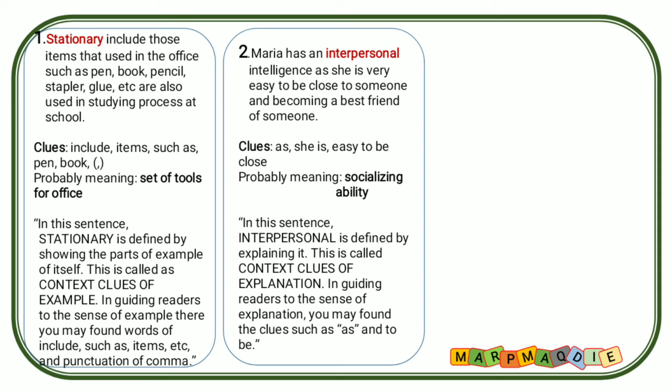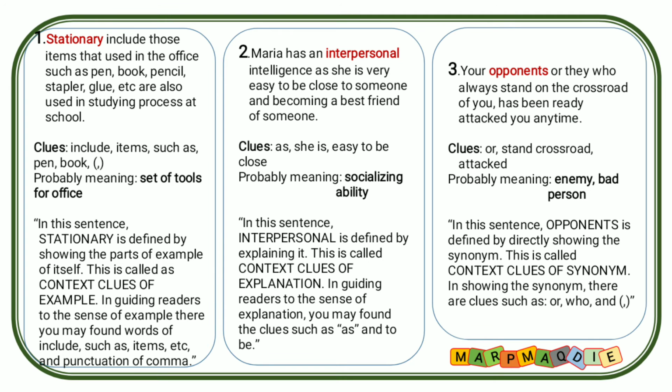The second: Maria has interpersonal intelligence as she is very easy to be close to someone and becoming a best friend of someone. The clues that you probably find there are the words as, she is, and easy to be close. And the probable meaning of interpersonal in that sentence is socializing ability. In this sentence, interpersonal is defined by explaining the words. So the second sentence is a context clue of explanations.